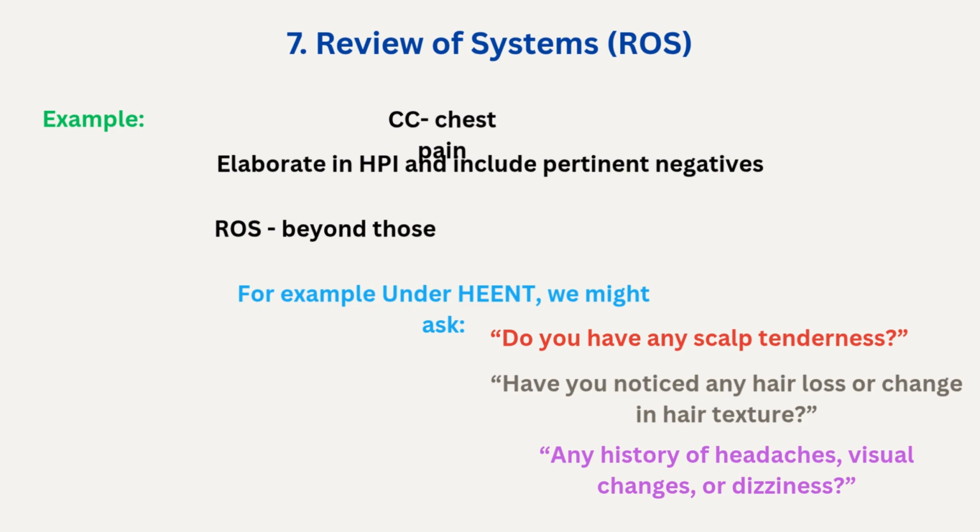So, pertinent negatives are related to the chief complaint but denied by the patient. Review of systems is a comprehensive screening of each system regardless of complaint. This step is especially useful for identifying coexisting conditions, silent symptoms, or systemic diseases.